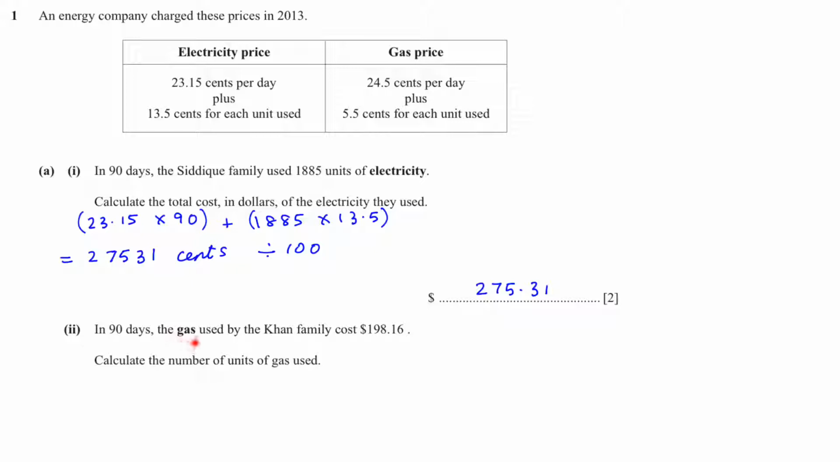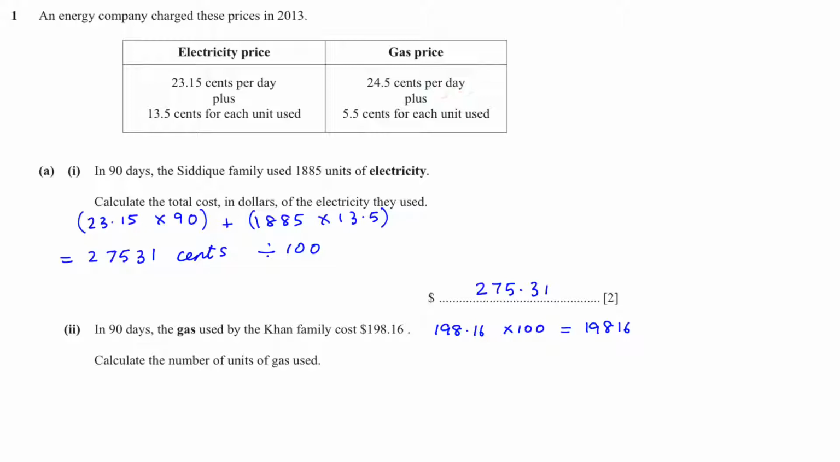In 90 days, the gas used by the Khan family cost 198.16. Calculate the number of units of gas used. We have to first change this into cents because all our units and everything are priced by cents. So we multiply by 100, 19816.